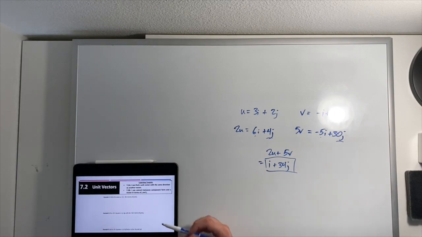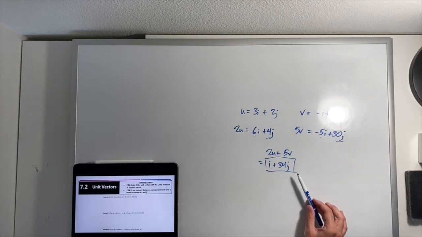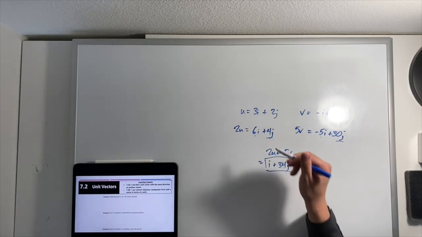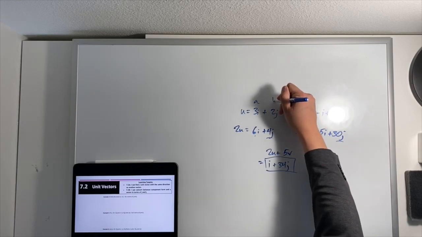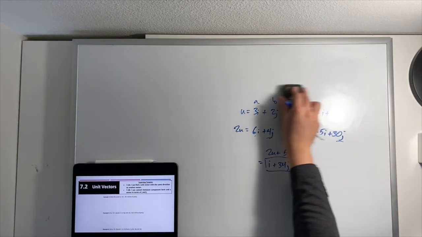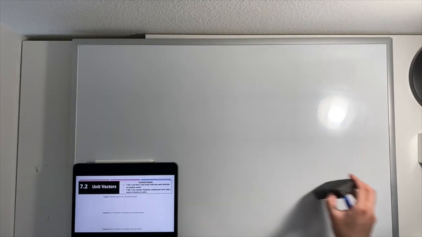Okay. And I would like you to do example 6 on your own. Very similar to what we just did. Notice we're also being asked to find the magnitude of vector u. This is still a, this is still b. So magnitude is still going to be the square root of a squared plus b squared. And feel free to check your answers with the guided notes on Google Classroom.